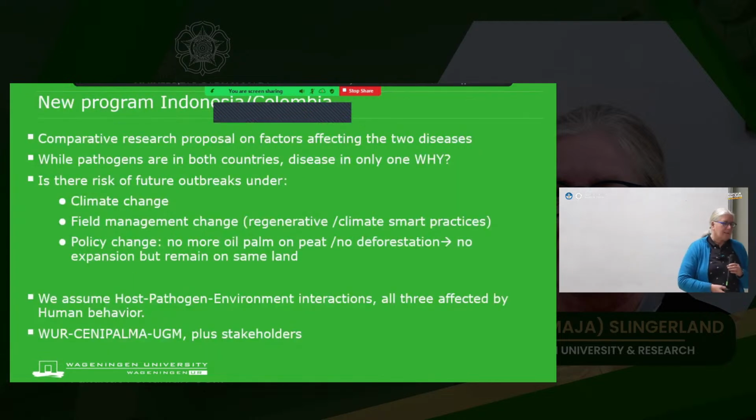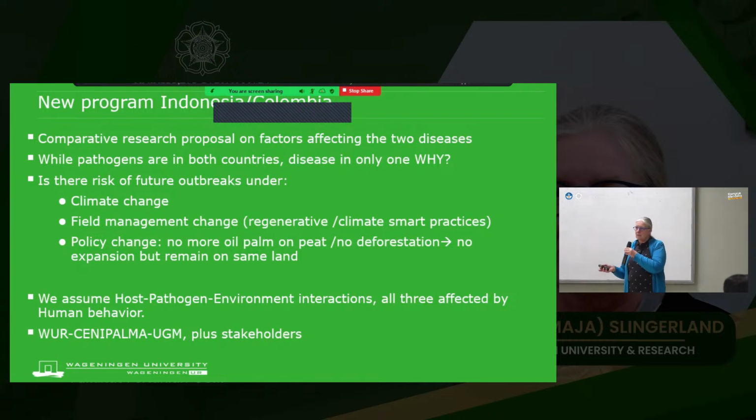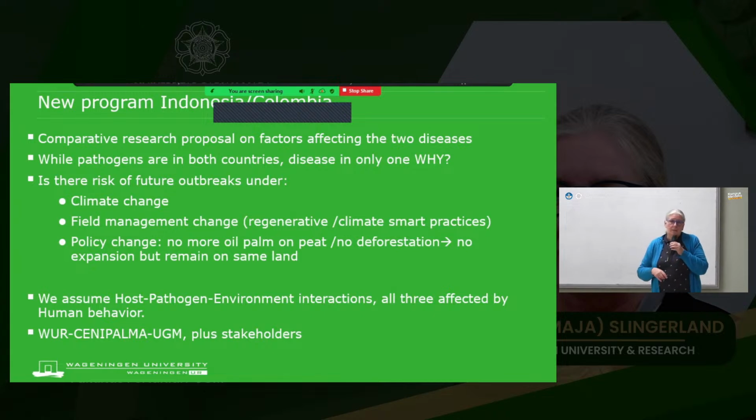So, inspired by the fact that Ganoderma was a problem, we are trying now to set up a new program together with UGM and with Seni Palma in Colombia on the two diseases. And we want to make it comparative, because the pathogens for the diseases are in both countries, but in each country only one disease. The other pathogen does nothing, which is strange. So why? Should we be afraid that the other disease also comes to Indonesia? And then we think it may become even more predominant with climate change, perhaps that can trigger it, so we have to be careful there.